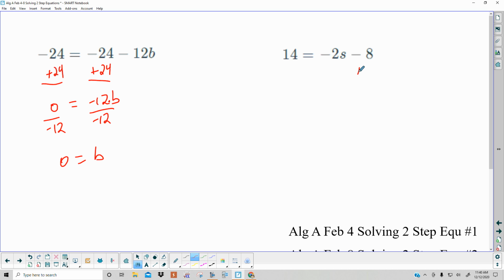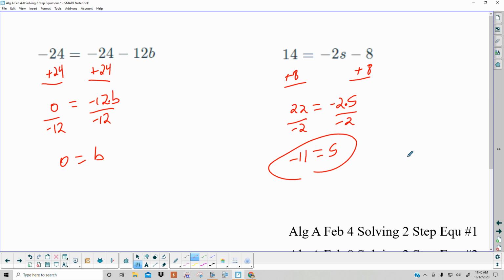You're subtracting 8, so add 8 to both sides. And you get 22 is equal to negative 2s. That's held by multiplication, so divide by the negative 2. And you get negative 11 is equal to s. Okay, so that's your answer.